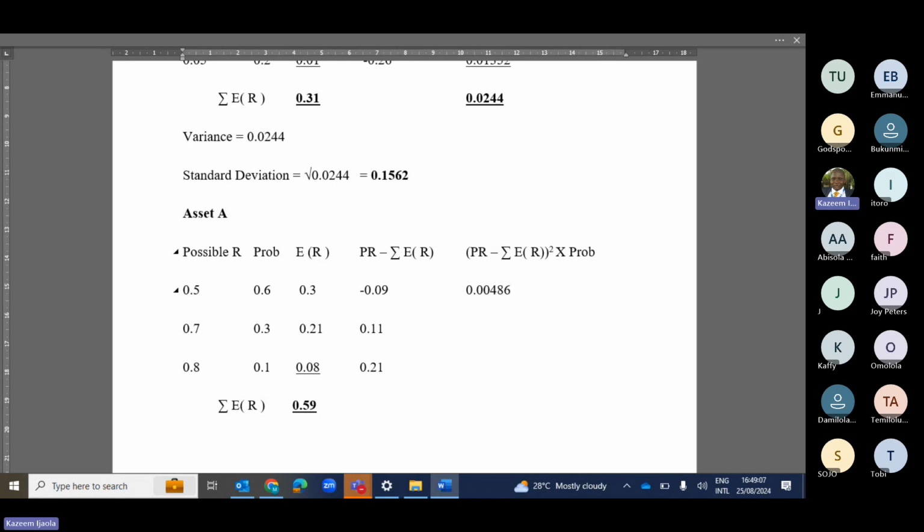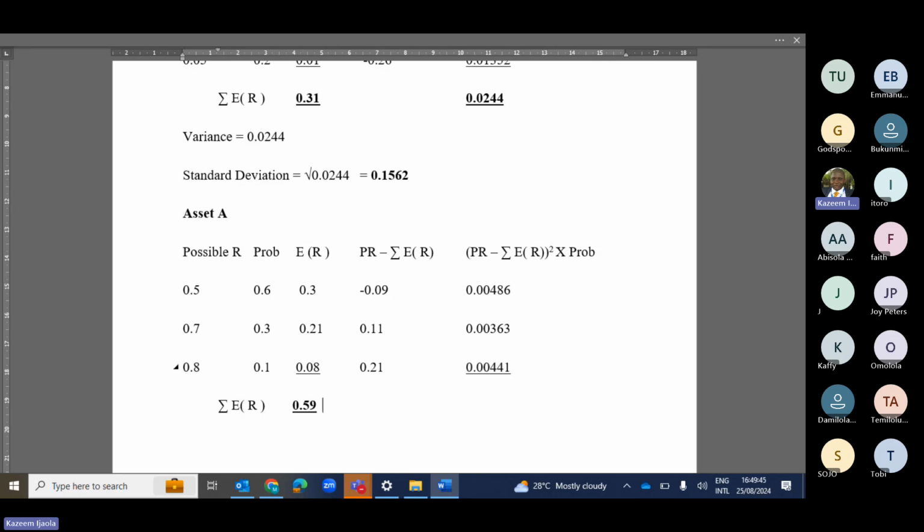So this is 0.00486. Then 0.11 square times 0.3 is 0.00363. The third one is 0.21 square times 0.1, which is 0.00441. So this is what we have. Now that we've gotten this, let's sum them up. We need to add up everything.